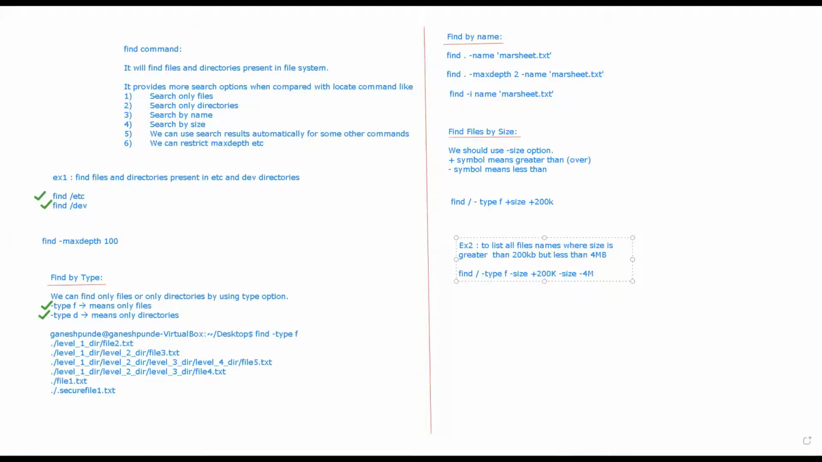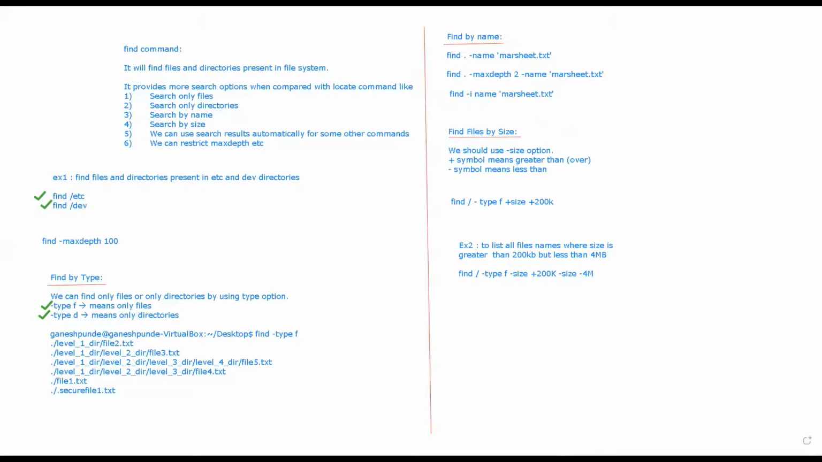And this will now find the files which are greater than 200 K and size less than 4 MB. So basically by using this minus sign, if you want to find less than, you can specify the minus sign, and if you want to find greater than, you can use the plus sign, right? So this is how you can find the file whose size is in between 200 KB and 4 MB, right? So this is about the find command, right?